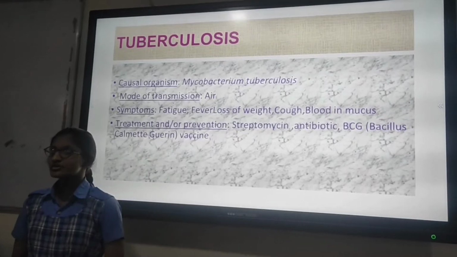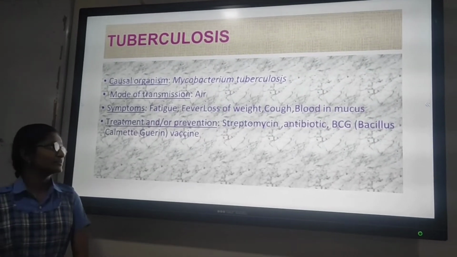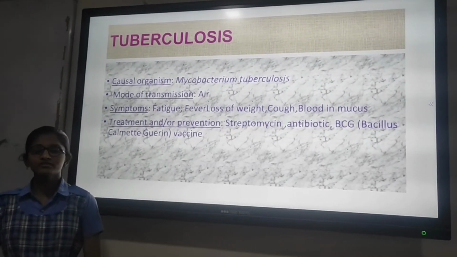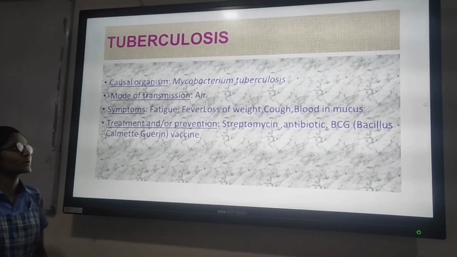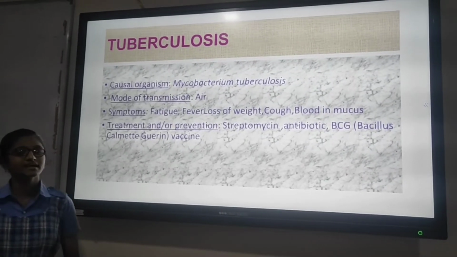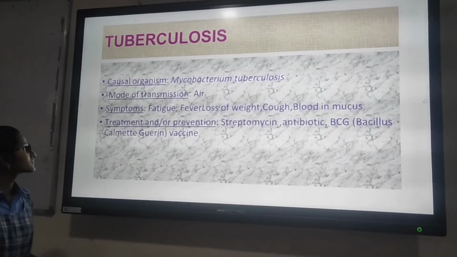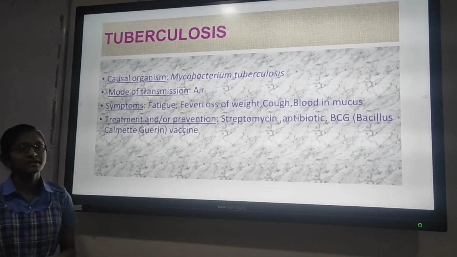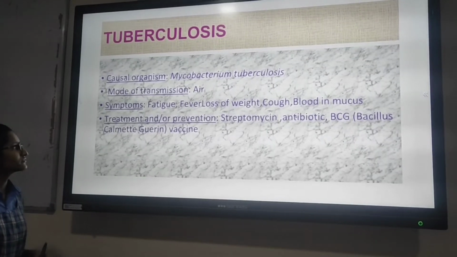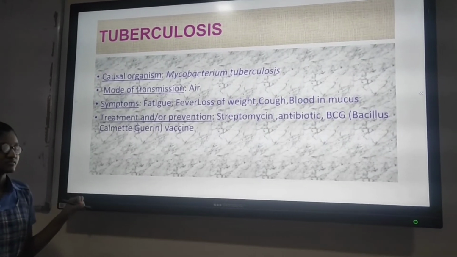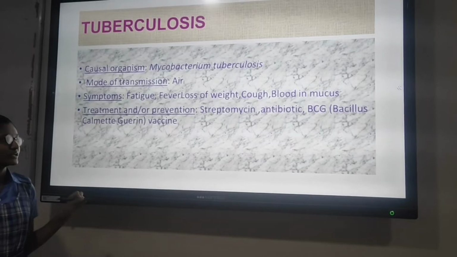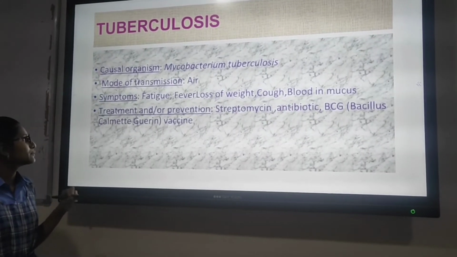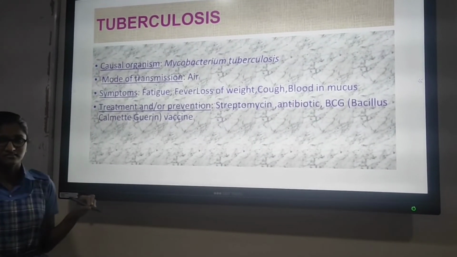Next disease is tuberculosis. It is also called TB. The causal organism for tuberculosis is Mycobacterium tuberculosis, and it can be transmitted by air. Symptoms are fatigue, fever, loss of weight, cough, and blood in mucus. Treatment and prevention are streptomycin, antibiotics, and BCG. BCG is nothing but Bacillus Calmette-Guérin vaccine.